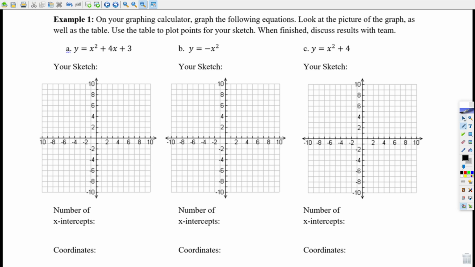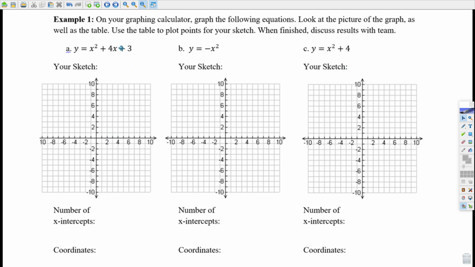So this example says on your calculator, graph the following equations. We're going to look at the picture of the graph as well as the table. Use the table to plot the points for your sketch. When finished, discuss. Okay, so obviously we can't do that part. This is a video. But I am going to go to Desmos and type this in, and we'll do a sketch of it and bring up a table. Maybe it's just going to be a basic sketch of it.